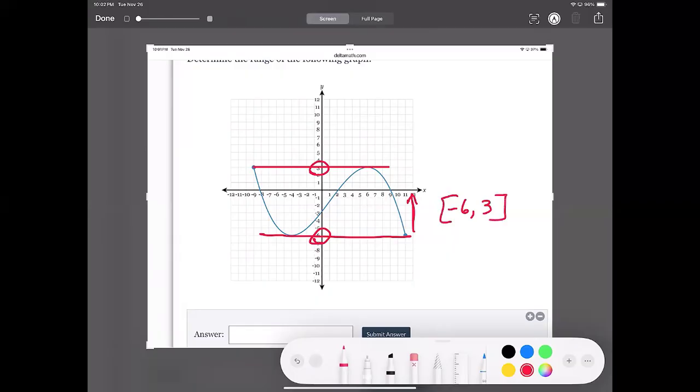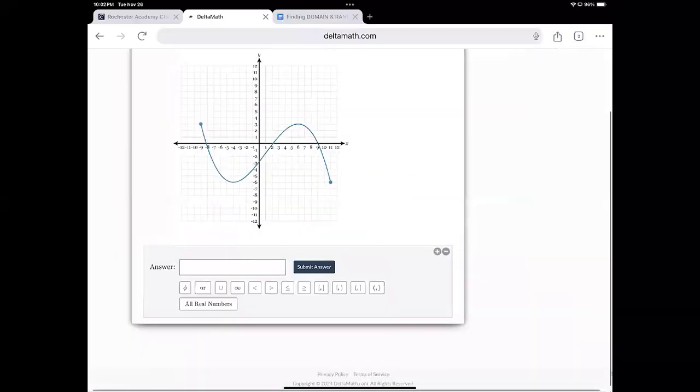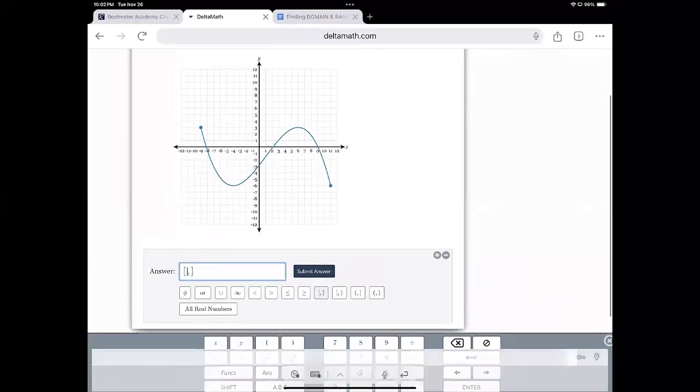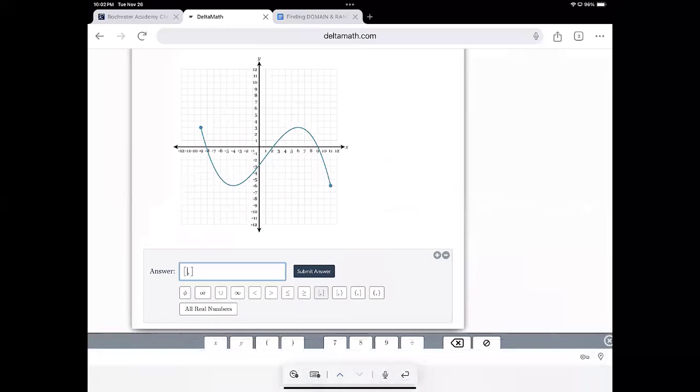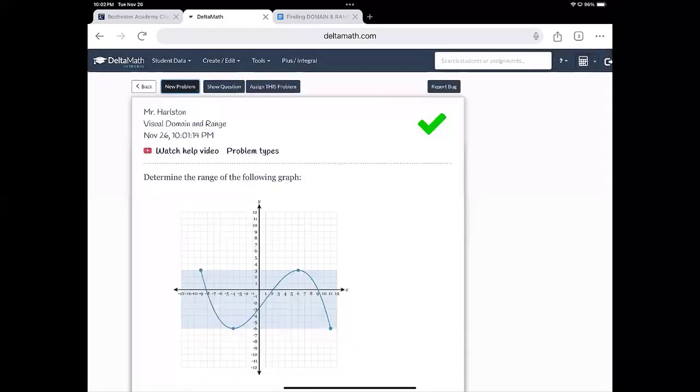So now I'm going to go to Delta Math and I'm going to enter this. It's going to be 2 brackets. So I'm going to use this, and then it goes from a -6 to a +3. I think that's what we got. And then we're going to submit it. Let's see what it says. All right, so that's it. So that's how you would do it for those Delta Math questions.